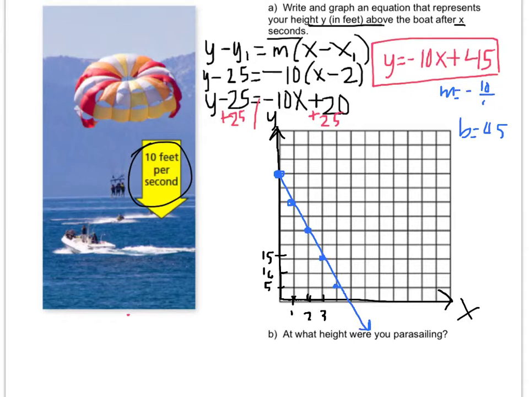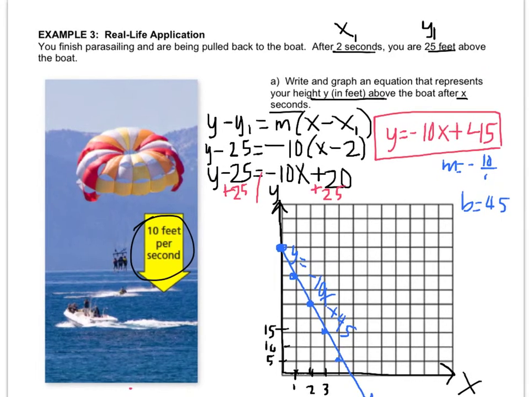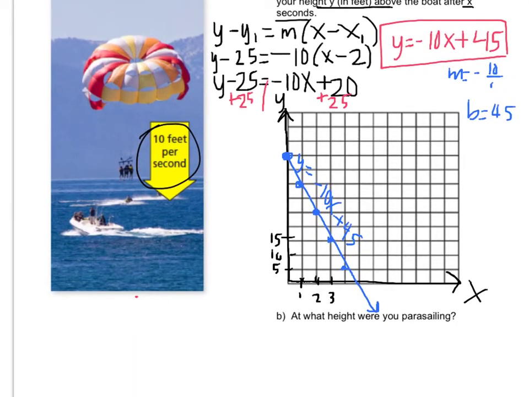Pay attention to the numbers. 10 is 2 boxes. Okay, and I will label y equals negative 10x plus 45. Oh, well, I'm not going to go negative, so let me fix that. That's just silly for me to be in the negative, so I'll scribble this out. Okay. At what height were you parasailing? So I started at what height? Well, I started here, and that's at the point 0, 45. So I started parasailing at 45 feet.